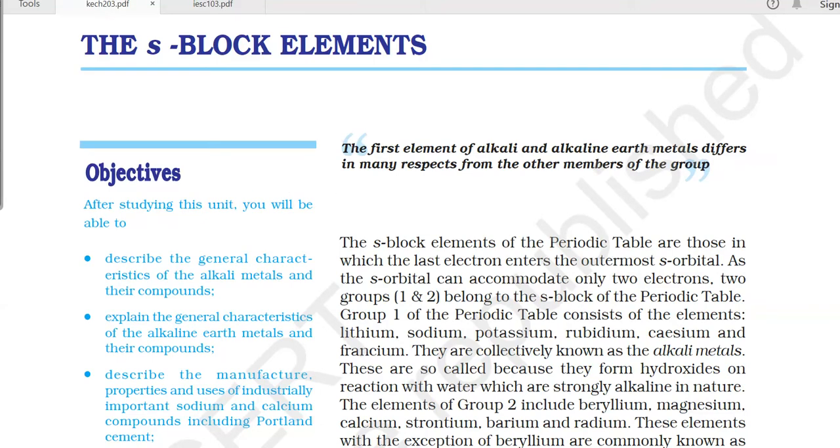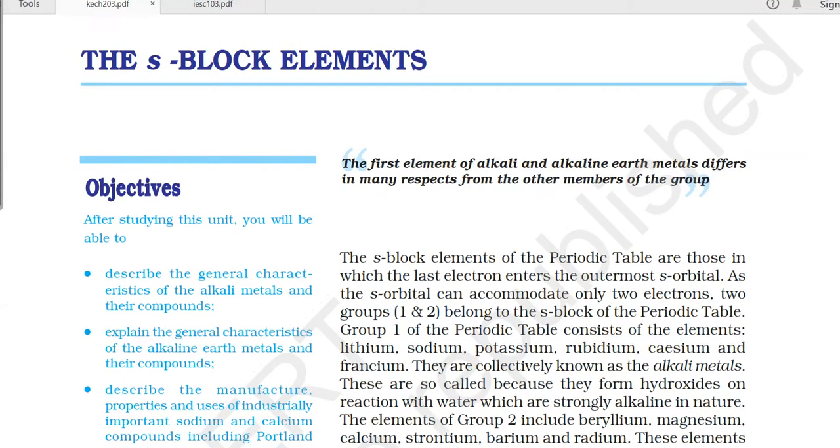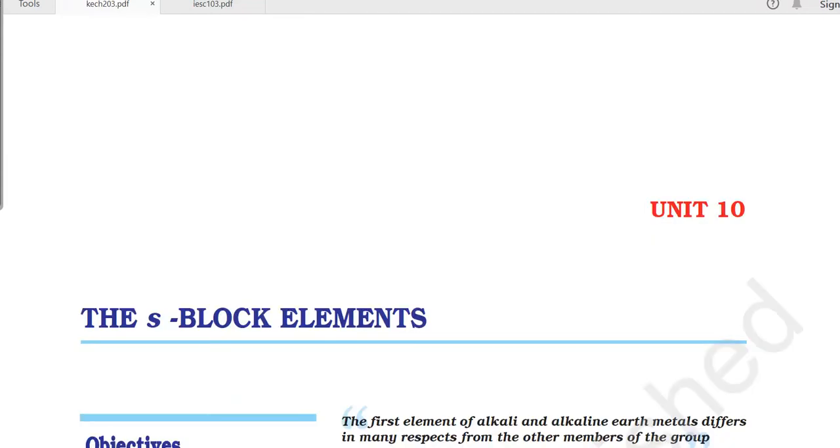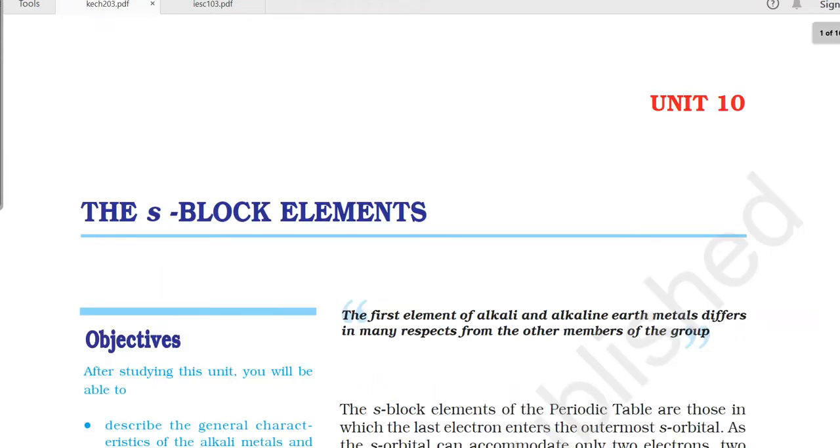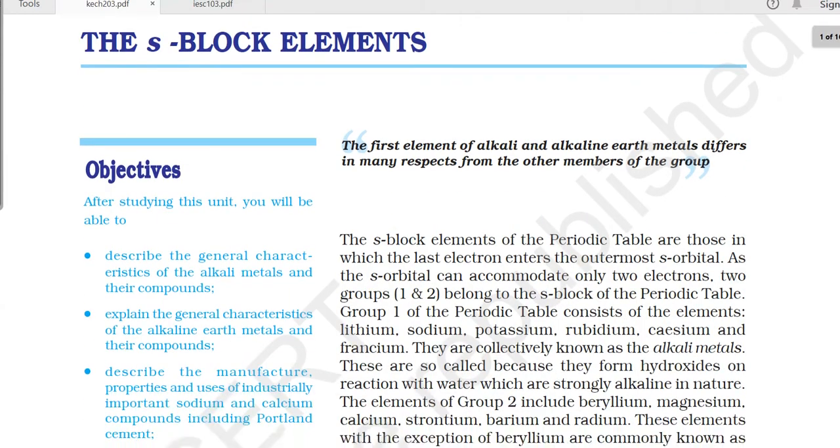So students, let's start the new chapter, that is the S block elements. That is chapter number 10. Okay, so let's start this chapter, the S block elements.